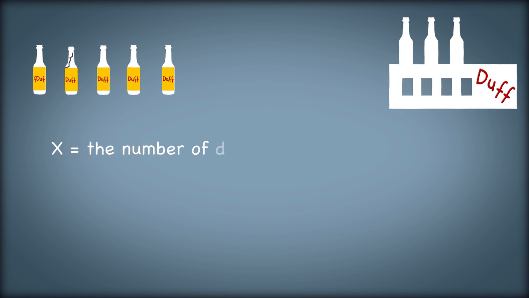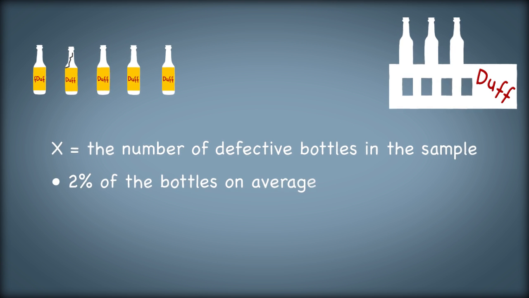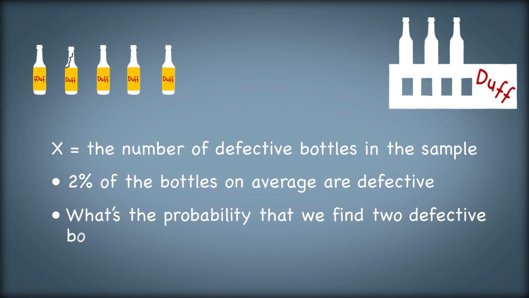Random variable X is defined as the number of defective bottles found in the sample of five. Let's say the historical probability of any particular bottle being defective is 0.02. That is, 2% of bottles on average are defective. We ask a question. What's the probability that we find two defective bottles in those five? That is, what's the probability that X equals 2?